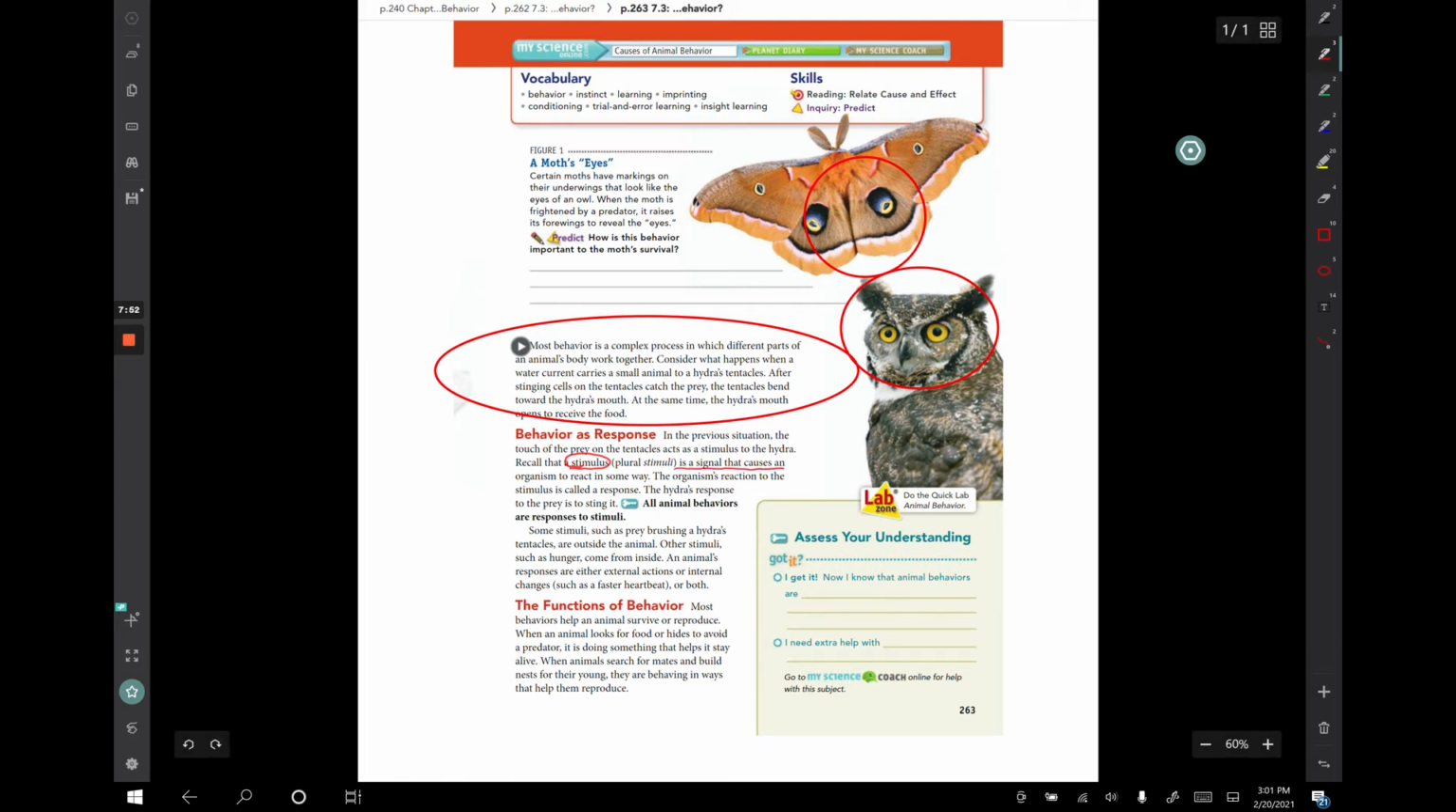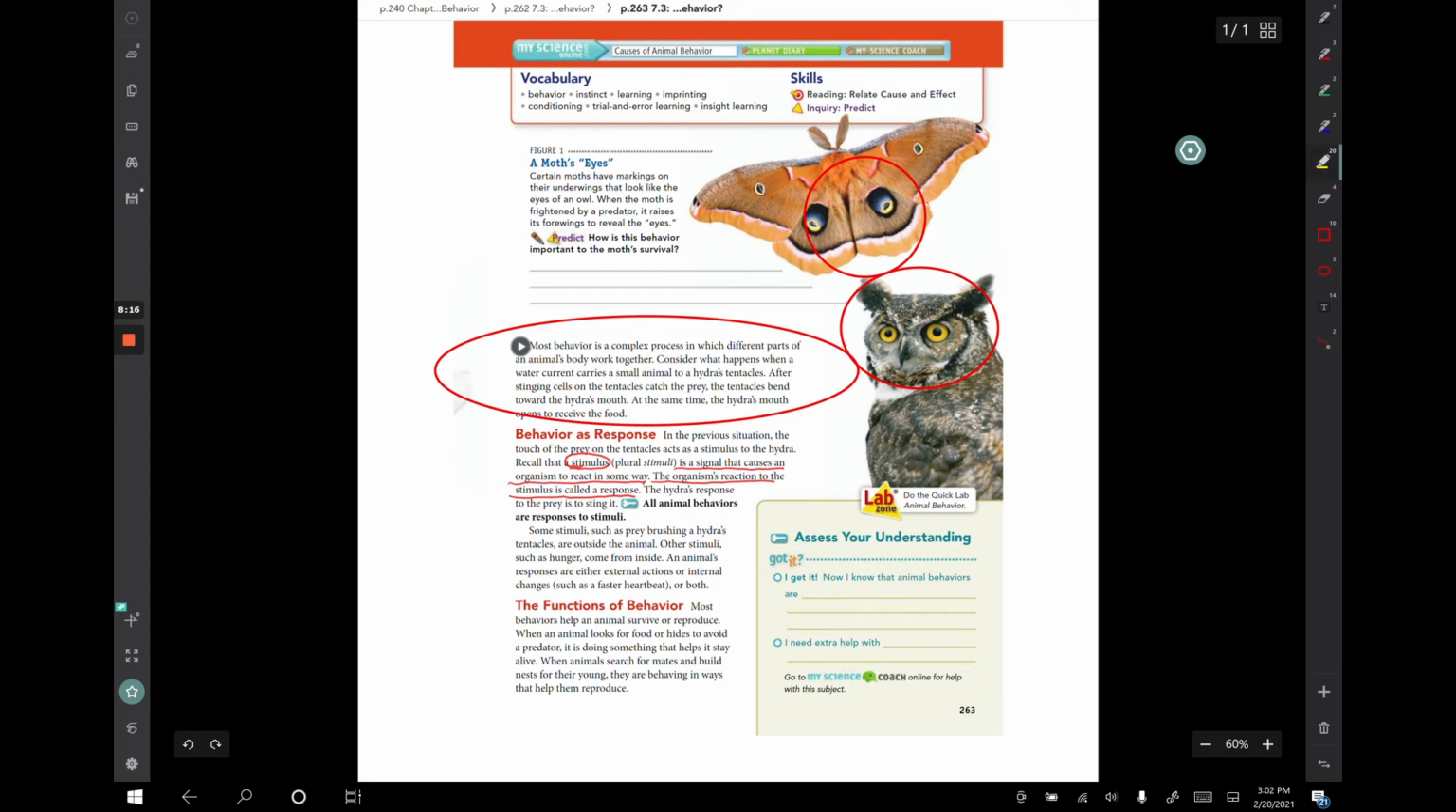It's the signal that causes an organism to react in some way. So it's what causes the organism to react. And then when the organism reacts or has a reaction, we call that the response. So the stimulus is what causes the reaction. The reaction is called the response.